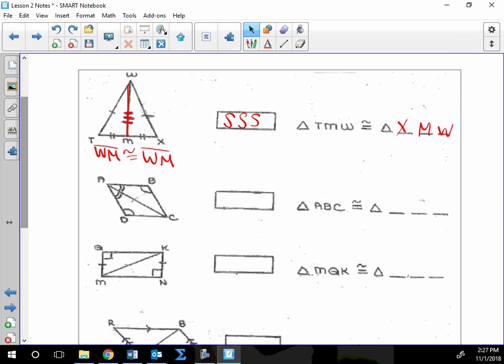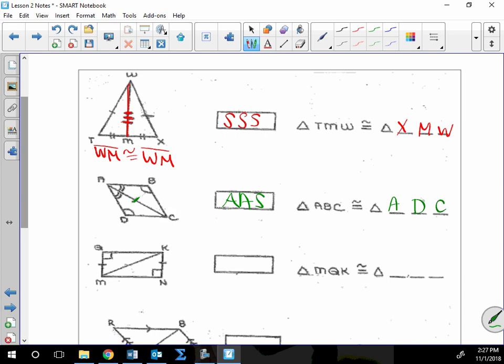Again, another example where these triangles share this side. So, can we prove these triangles congruent yet? Yeah. Angle, angle, side. So by angle, angle, side. Again, make sure you're careful with which pieces you match up. Triangle ABC is congruent to triangle ADC. ADC. Not ACDC.